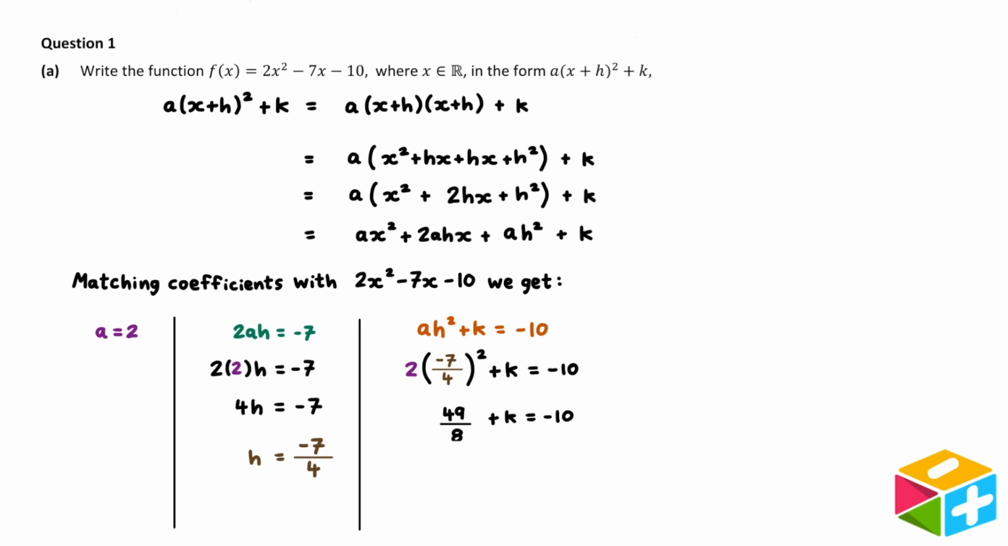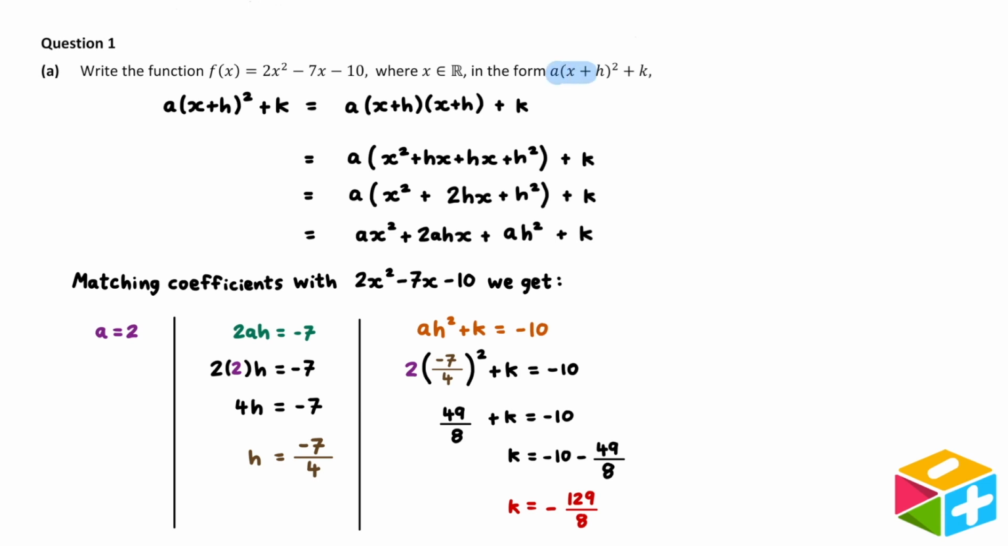Using our calculator, 2 times minus 7 over 4 all squared gives us 49 over 8. From here, we can isolate our k by subtracting 49 over 8 from both sides. Performing the calculation on the right-hand side gives us our answer. K is equal to minus 129 over 8.